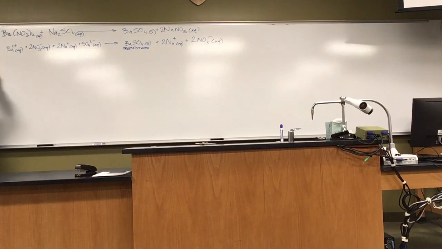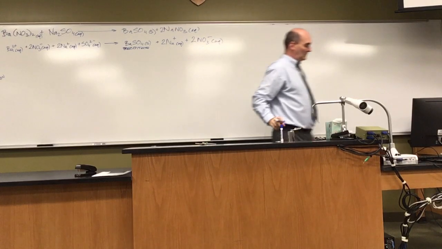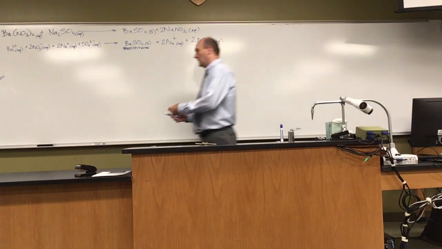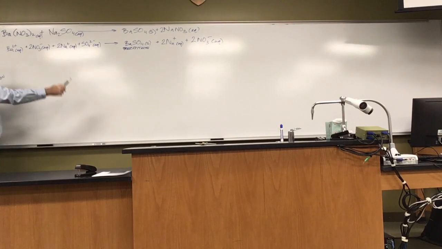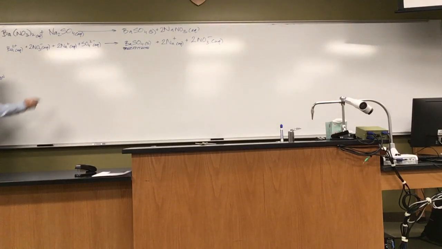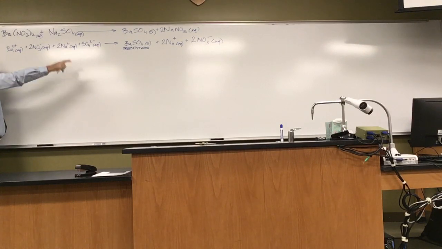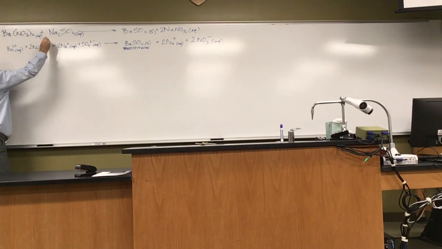Okay, let's look at the net ionic equation. Break out the colored pen, and anything that appears on both sides of the equal sign, our arrow is the equal sign, goes away. Barium, Ba2 plus, on my left side. Is it on the right side? No, so I'm going to pass. Nitrate, NO3 minus. Okay, I have two of them on the left.